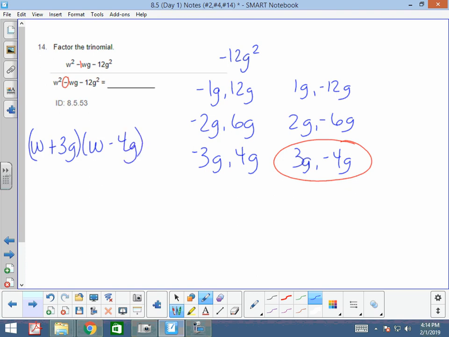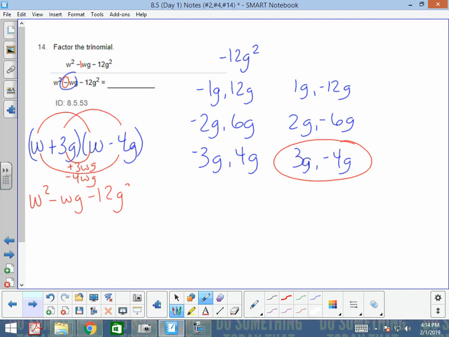Now a lot of people get confused, like where did the wg come from? So let's go ahead and FOIL that and let's find out. So this is w squared. This is negative 4wg, positive 3wg. That's negative 1wg. And then last times last is negative 12g squared. So that's where the wg comes from. It comes when we're multiplying the outside terms, multiplying the inside terms, and then combining like terms.